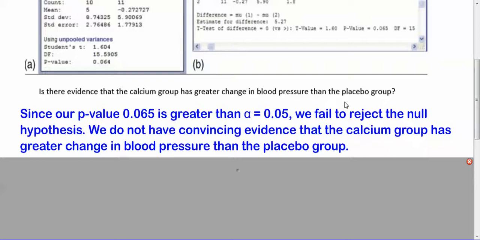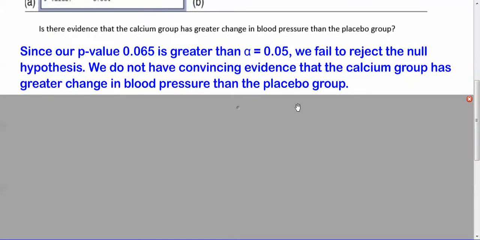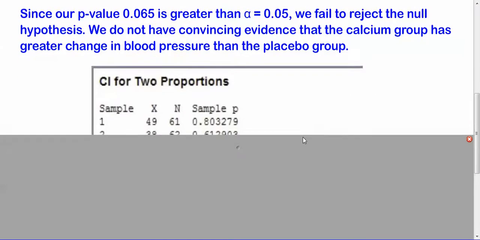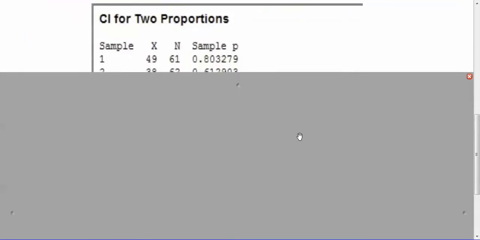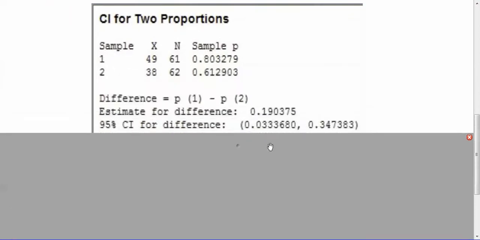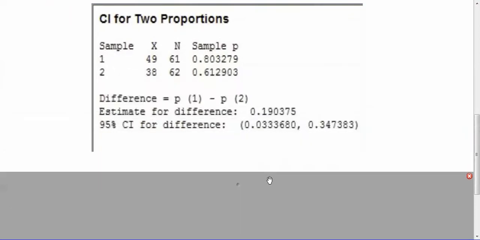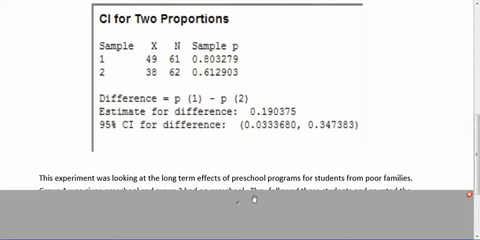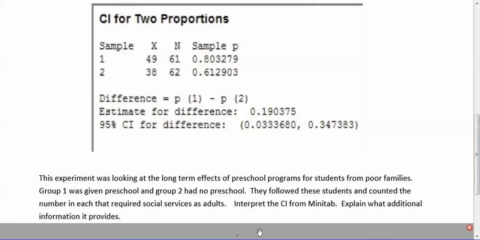Below, I've given you an example of computer output for a confidence interval, and this is a confidence interval for proportions. The background of this study is that there were some students from poor families, and they were put into two different treatment groups. One of them had preschool, and one of them did not have preschool. Then they did a longitudinal study.